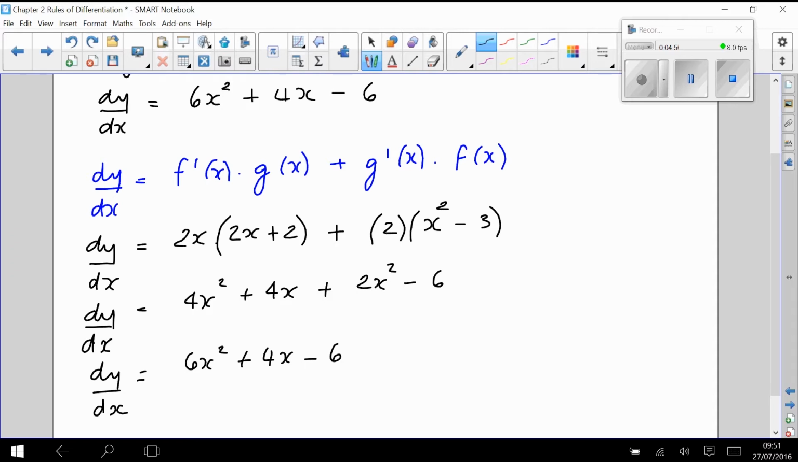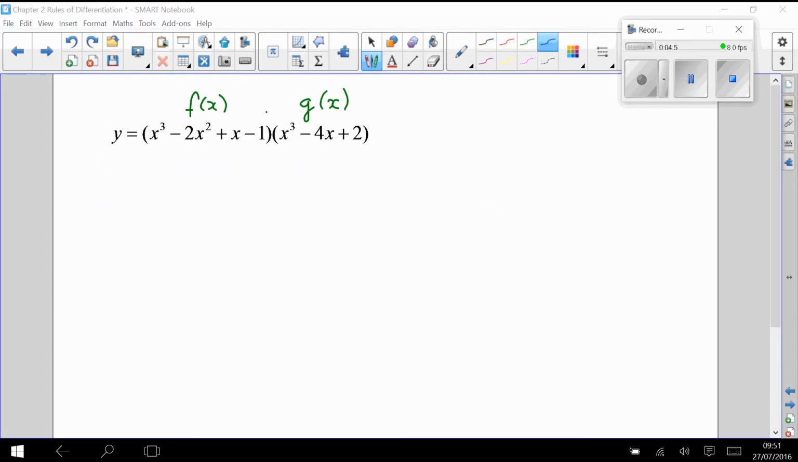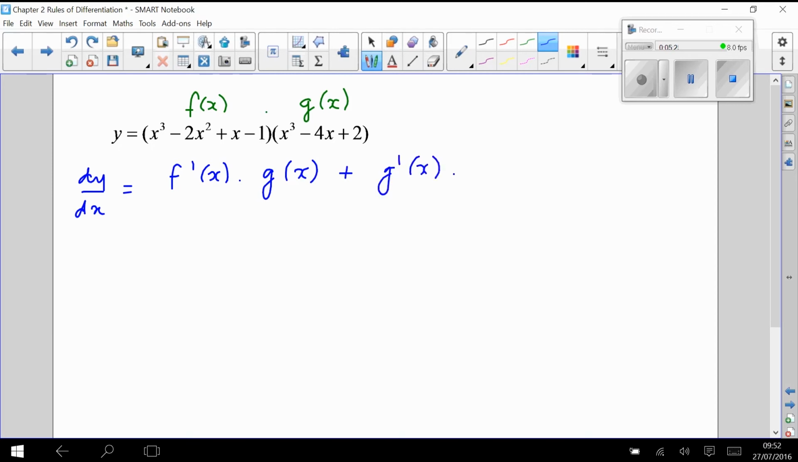Remember the second example that I gave you? That was the one that would have been very complicated if I tried to multiply out those brackets. So let's try practicing using our product rule. To find the derivative of this function over here, I said that you must first find the derivative of the first function and then times that by the second function. Add that answer to the derivative of the second function times by the first function.